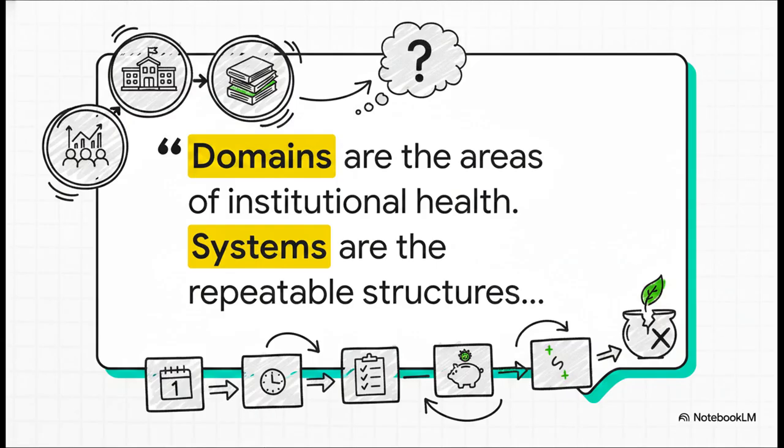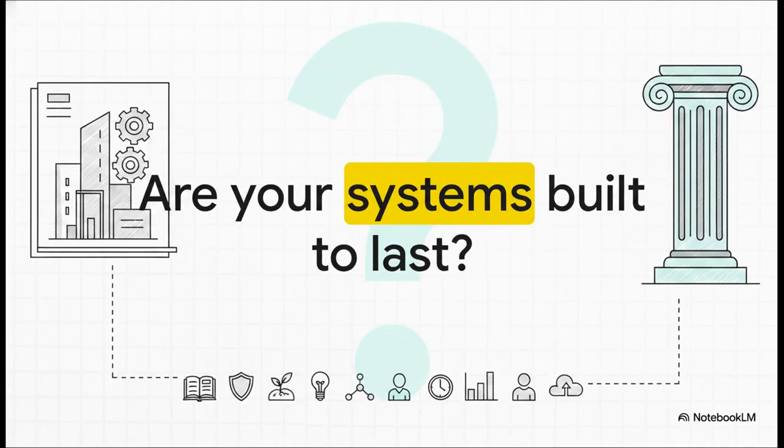Think about it. You might use this diagnostic map and realize your school has a weakness in, let's say, Domain 4, financial sustainability. But you can't just fix a domain. You have to build or fix the specific, repeatable systems, like the daily budget tracking routines or the purchase approval processes that make that domain healthy in practice. Which leads us to our final parting question for you today. You know your domains, but are your systems built to last?